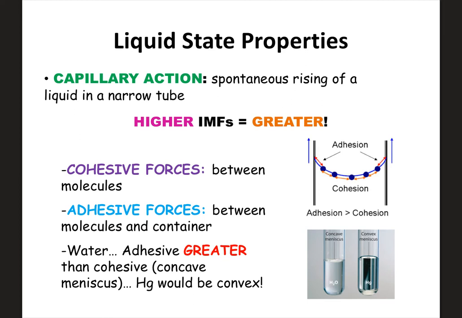But then something like mercury actually has a convex meniscus. All right. The adhesive forces are not as great as the cohesive forces between the mercury itself. All right. So again, you got to think about IMFs here, but as long as you have greater IMFs, you would expect to see greater capillary action, higher rising in the tube.